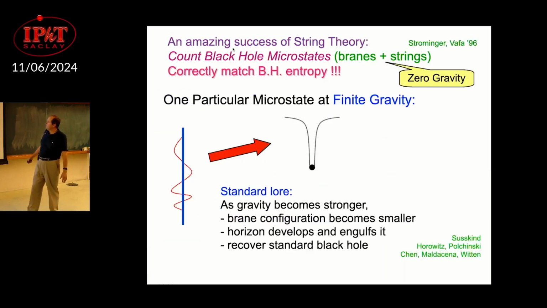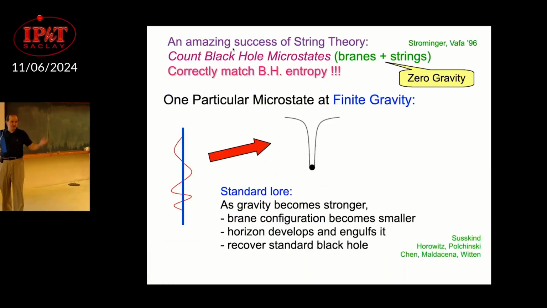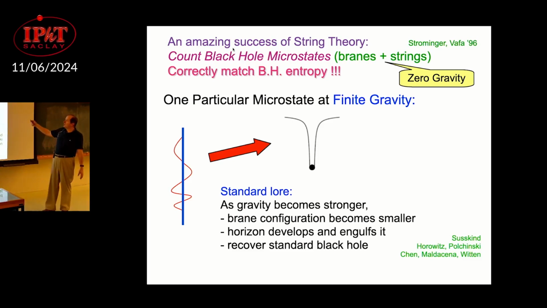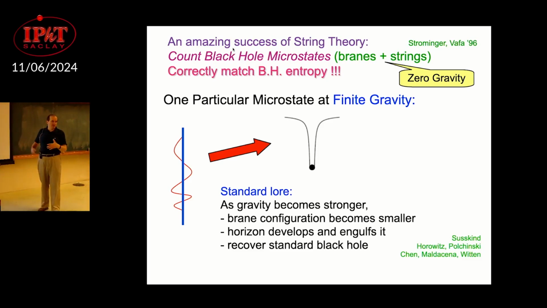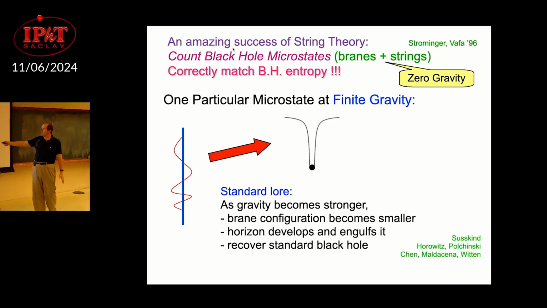Again, I'll begin very fast. This quantity knows everything. You know very well in string theory, you do Strominger-Vafa: you count a bunch of strings at zero coupling, you turn on gravity, you make this string coupling bigger. The standard law is that gravity is an attractive force. Whatever stuff you're building becomes smaller. The horizon of the black hole becomes larger. At some point, the horizon engulfs it. This is called the Horowitz-Polchinski correspondence point, and you recover the standard black hole.